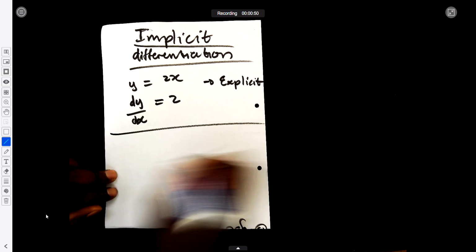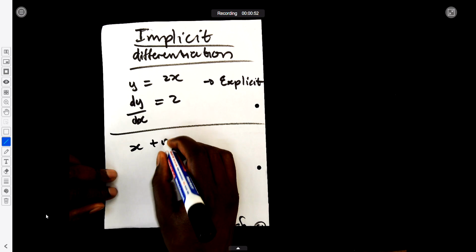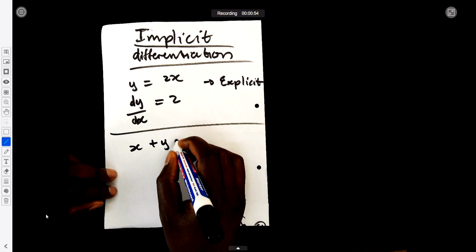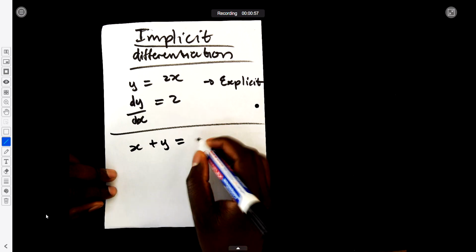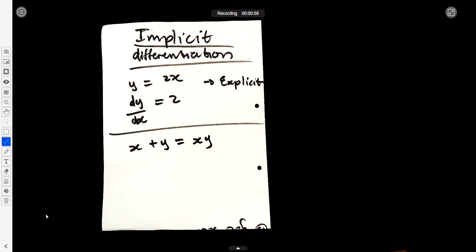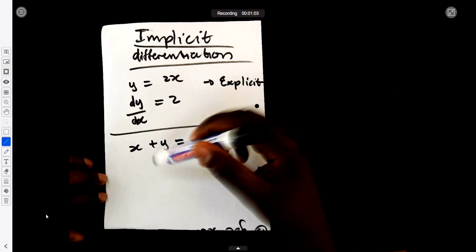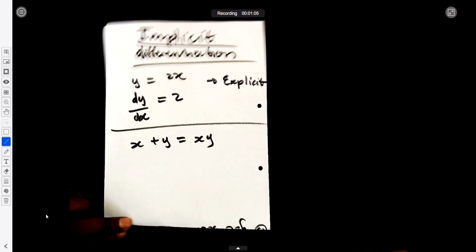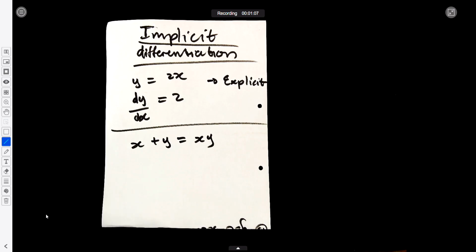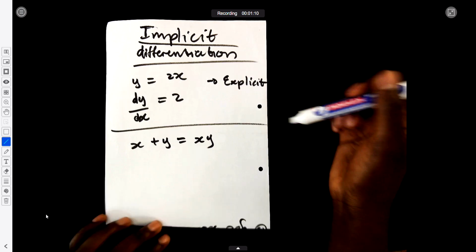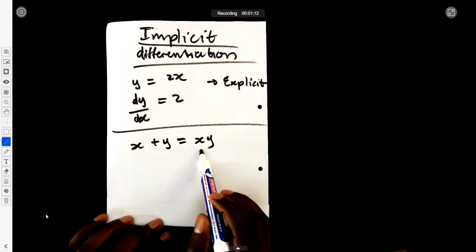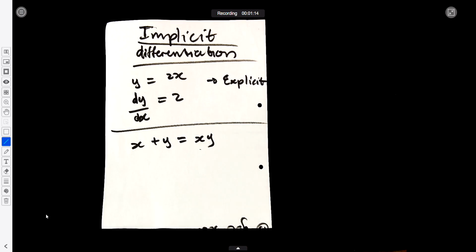But let's say, for an example, you have a function now. Let's say we have x plus y equals 2xy. Now, in the midst of your functions, the functions are not explicitly arranged. You have x in the midst of y, you have x in the midst of y. So the rule allows you to differentiate the functions implicitly.